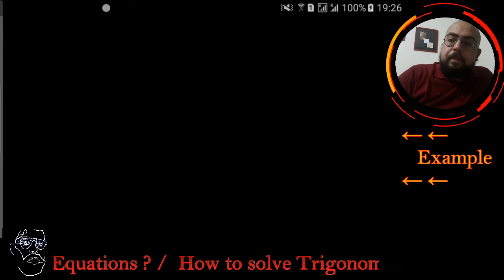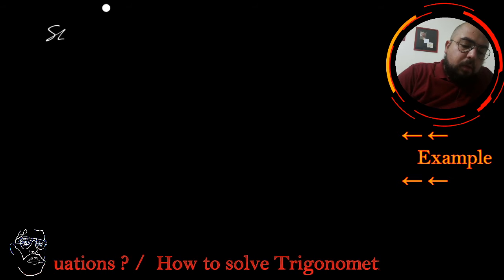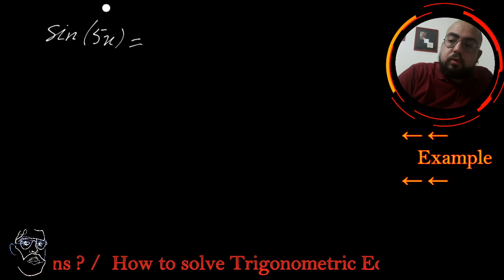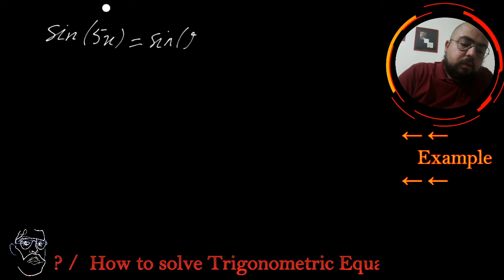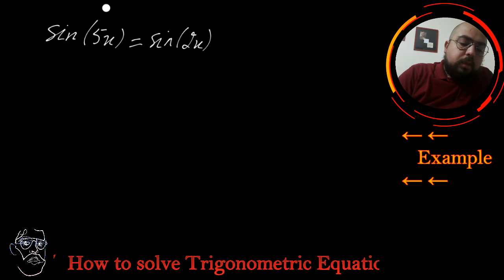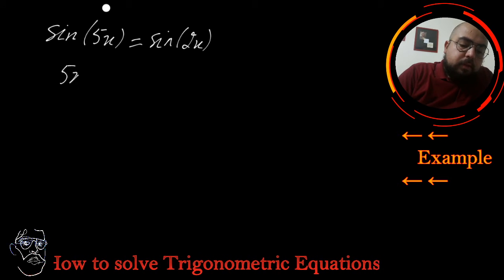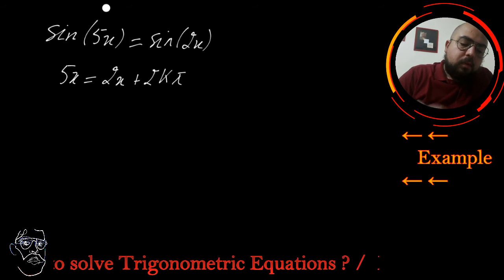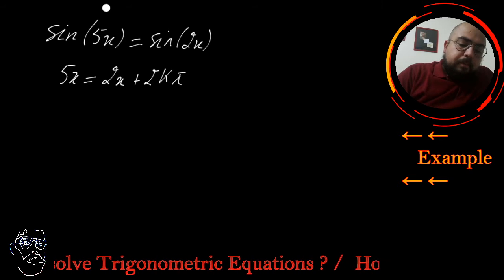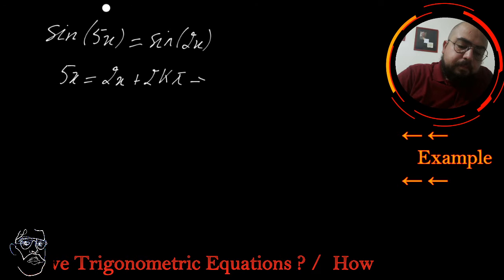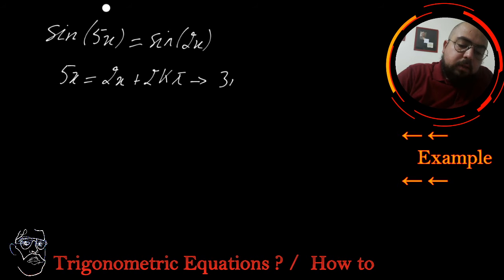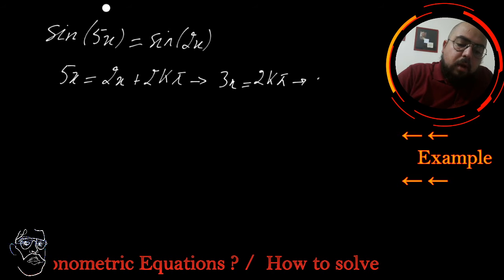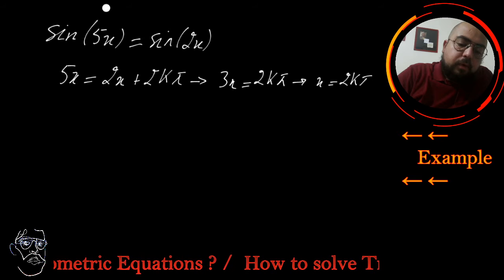Again related with sine. What can we do for this equation? Sine of 5x is equal to sine 2x. Very simple. You simply have to say that 5x is equal to 2x plus 2k pi, so 3x is equal to 2k pi. So finally we will have x is equal to 2k pi over 3.